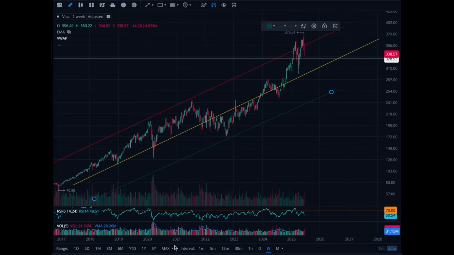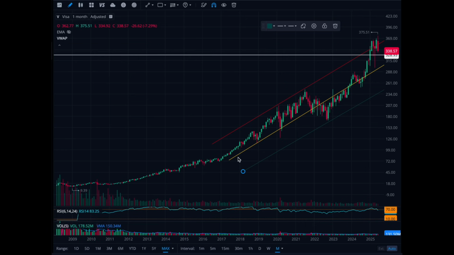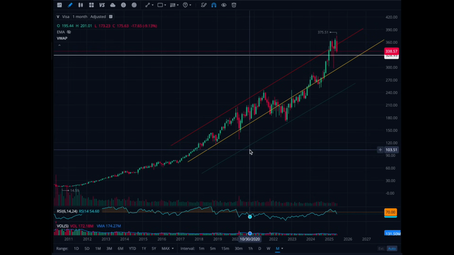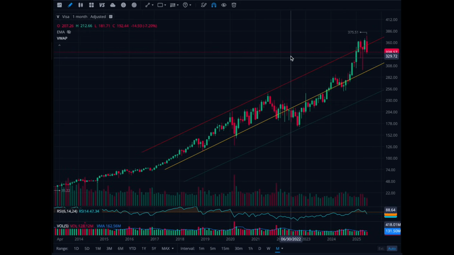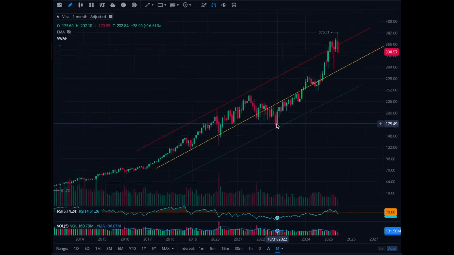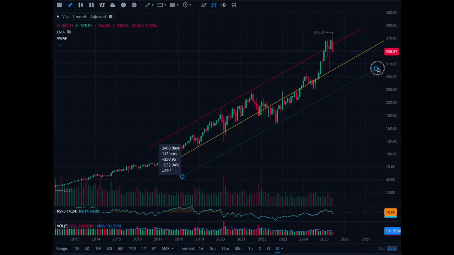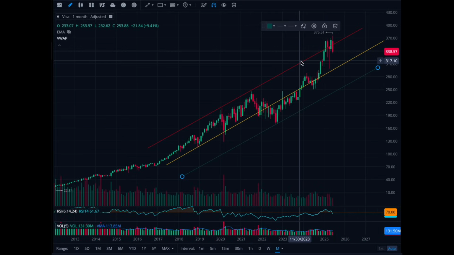Let's look at a different stock. Let's look at Visa stock now. Visa stock going on the 5-year chart max. I'm just going to break down all the steps so you can see. So now Visa stock, we drew out the trend lines. We have the green on the bottom, we have the yellow, and we have the red.